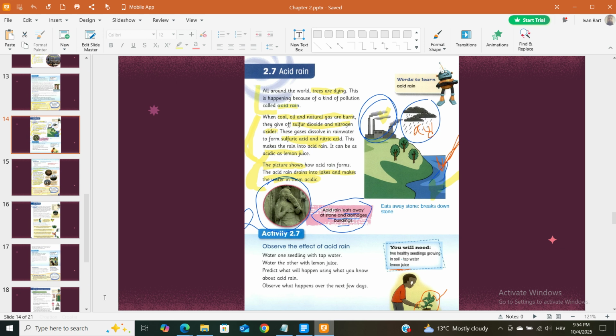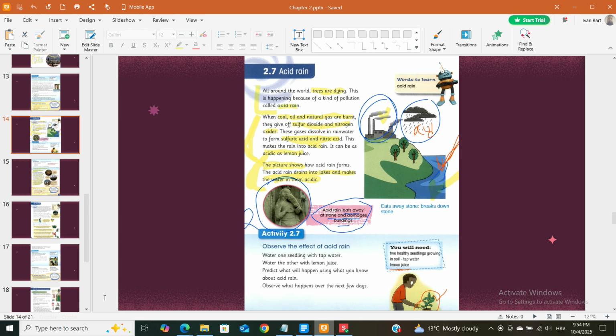Activity 2.7. Observe the effect of acid rain. Water one seedling with tap water. Water the other with lemon juice. Predict what will happen using what you know about acid rain. Observe what happens over the next few days.